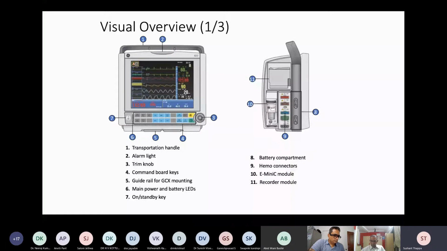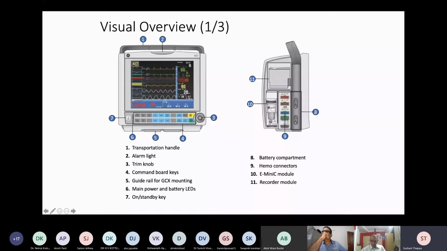I think Mindray also has a very pretty looking monitor. So all of them have kind of different protocols in terms of visuals, but the basic structure remains the same. You need to have a very large alarm light which flashes. There are command board keys which are present for you to change your parameters. And then there are module slots available and a recording slot available.